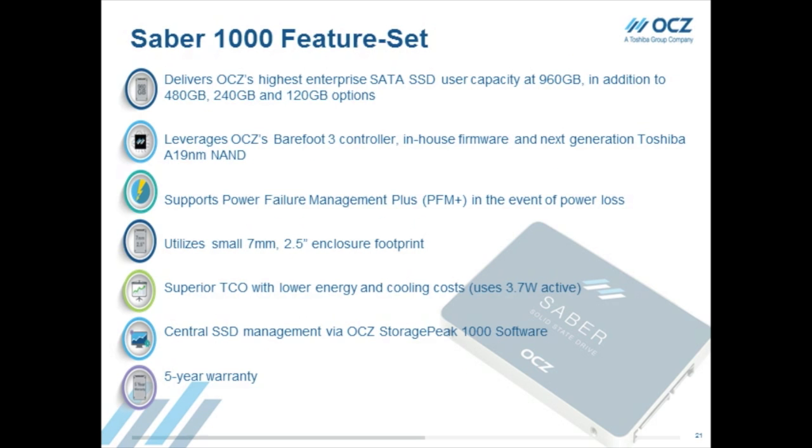Let me go into a little more detail on the Sabre drive itself, the feature sets of the Sabre 1000. Again, we've got 960, and we also have 3 other capacity points. We understand that some deployments would rather have fewer drives and fewer servers but still need a certain amount of capacity, where others don't need that kind of capacity volume. And so we go down to a 120 gigabyte option as well on the Sabre series. These fall in line, George, with a lot of the existing capacity points today on the client drives.